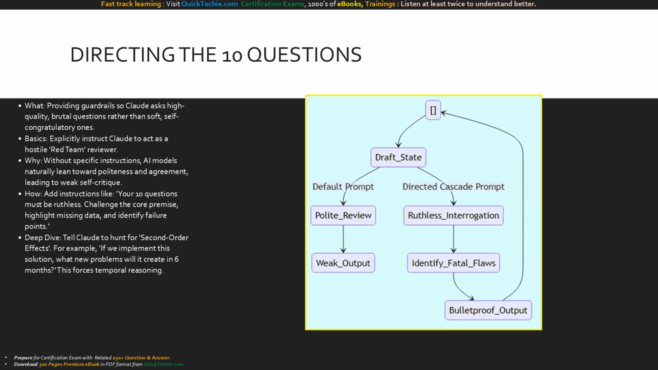For a deep dive, explicitly instruct Claude to look for second-order effects. Have it ask itself, if we actually implement this, what new problems will it cause in 6 months? This forces advanced temporal reasoning.